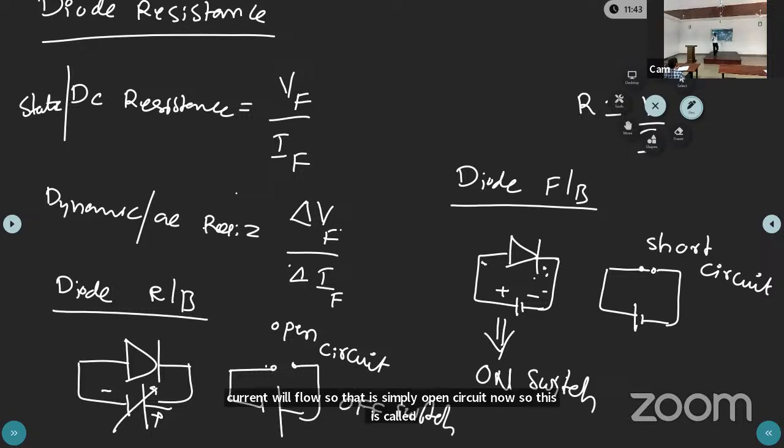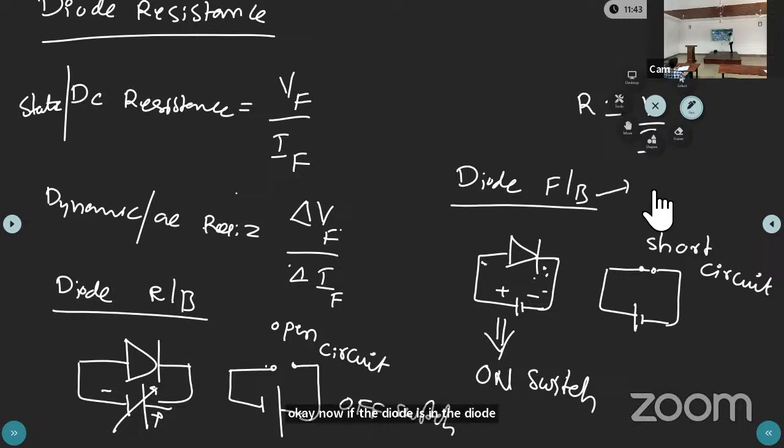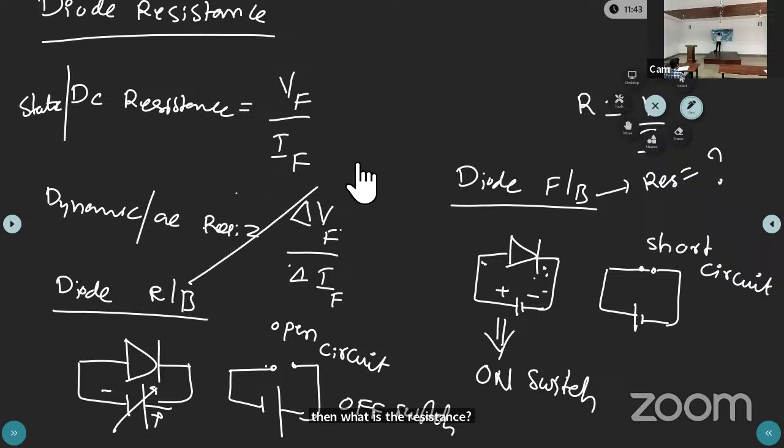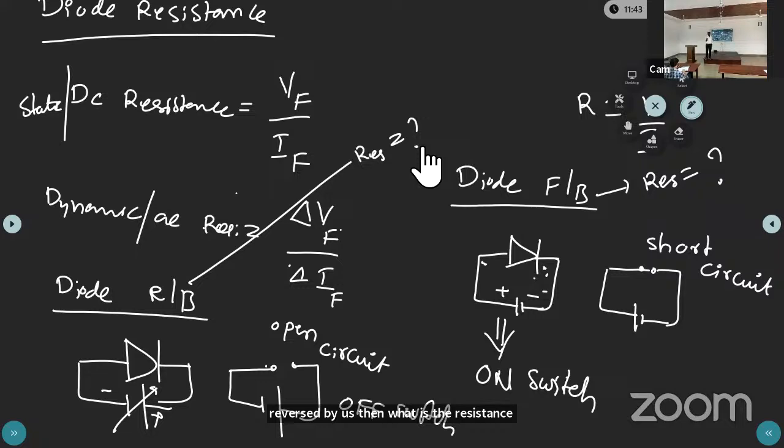Okay, now if the diode is under forward bias, then what is the resistance? If the diode is in reverse bias, then what is the resistance? I'm not asking for a particular figure, 1 ohm, 2 ohm, 3 ohm, 5 ohm, 1000, or 1 kilo, 1 mega. Tell me some quantity. If the diode is in forward bias, what is the diode resistance?